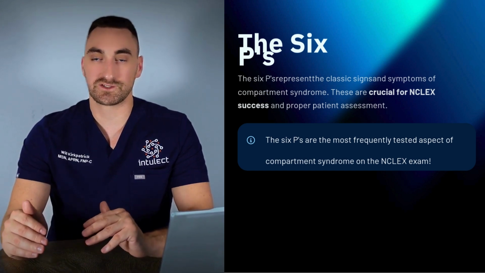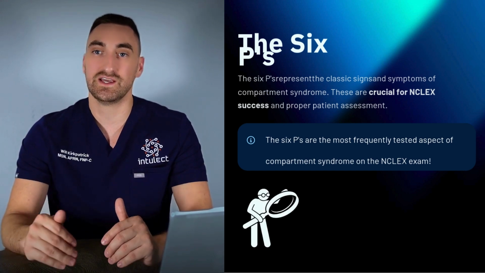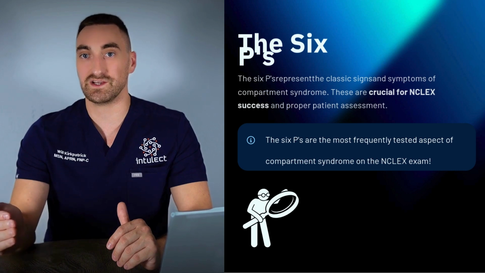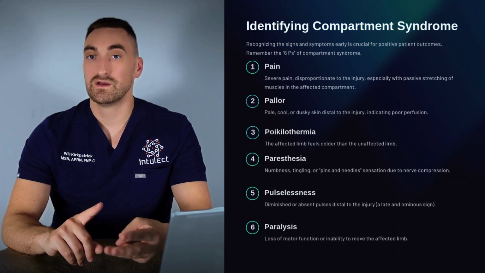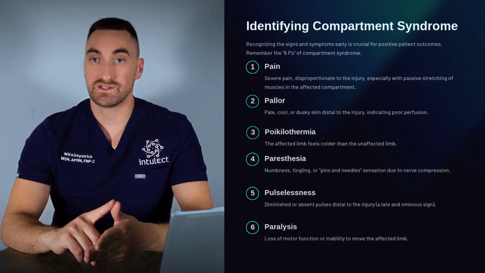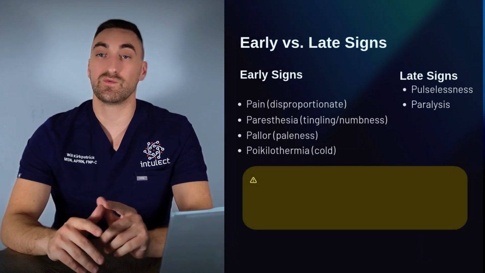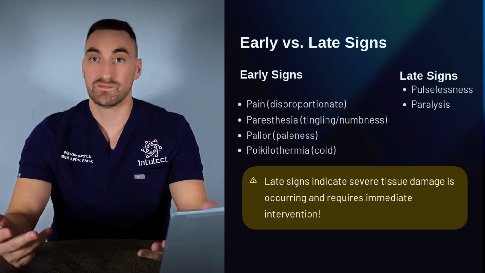So the NCLEX and the nursing exams really want you to understand how to identify it, because identification is the most important part to manage this condition. So the 6 Ps include pain, pallor, poikilothermia, paresthesia, pulselessness, and then paralysis. Now, one concept you definitely want to write down is knowing what are the early signs, or what are the first signs that you'll see if someone has compartment syndrome.